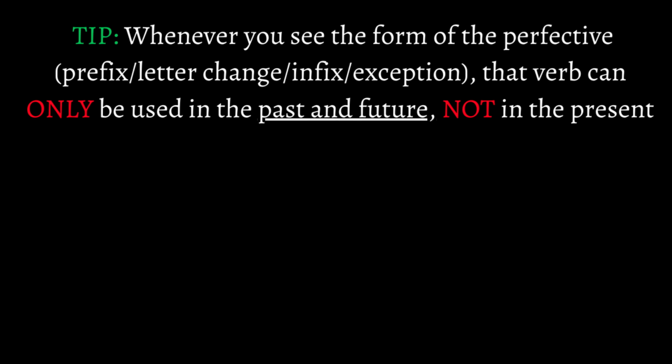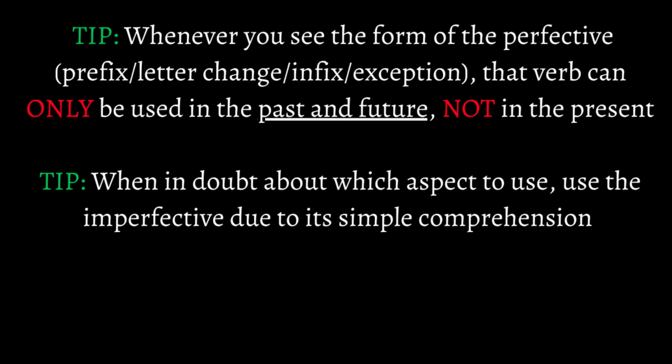It's important to note that whenever you see the form of the perfective, whether it's a prefix, a letter change, an infix, or an exception, always remember that that verb can only be used in the past and future, and not in the present. That's why it's better to learn both perfective and imperfective aspects of verbs. Often, you will not see that many perfective verbs, so therefore, you'll have to use the imperfective, which is very good because in case you don't know which aspect to use, using the imperfective will always be simpler and more understandable. In English, we tend to use the continuous ongoing aspects way more than the simple ones, which is why English aspects, like progressives and perfects, have more emphasis and thus are used more.